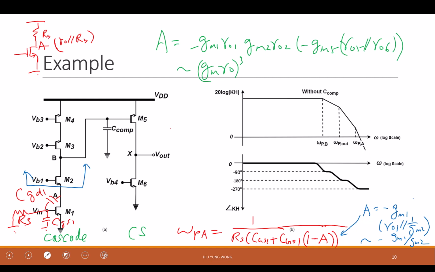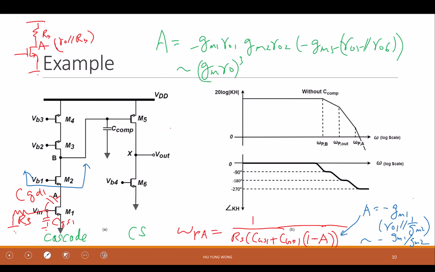It has a very high pole anyway, right? But if it's a common source, maybe this one will come to here because it may be 10x smaller. This may be 10 gigahertz, now become 1 gigahertz. So it's up to you. You say no or yes. Don't argue. It's just the magnitude, right? Okay, so this is one of the poles, right?